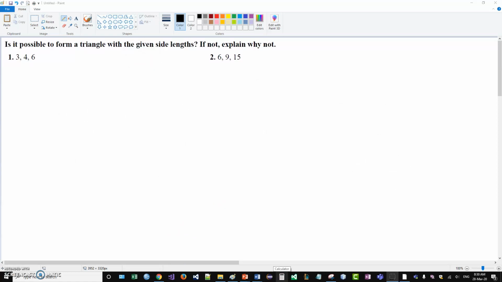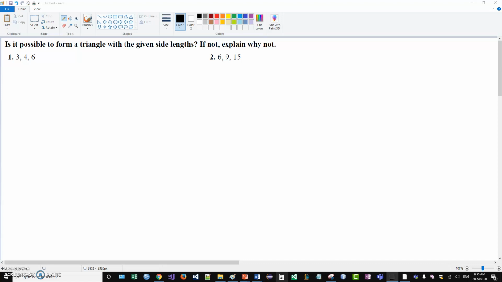Let's do more examples. Is it possible to form a triangle with the given side lengths? If not, explain why not. Again, let's use the Triangle Inequality Theorem. We check the sum of any two sides if it's greater than the third side.